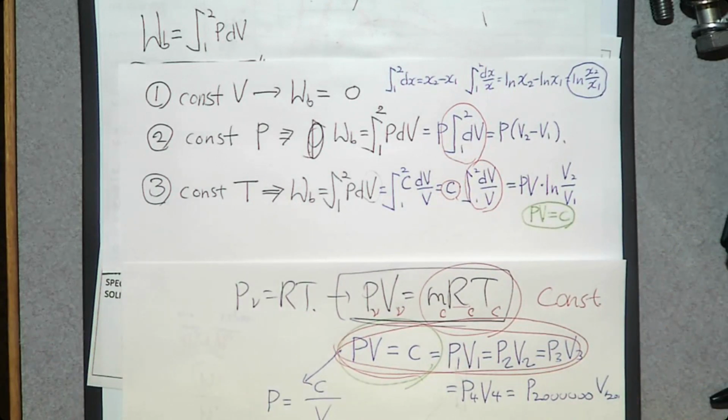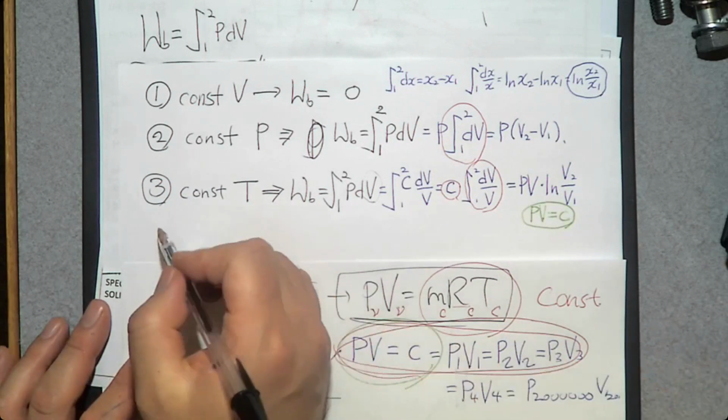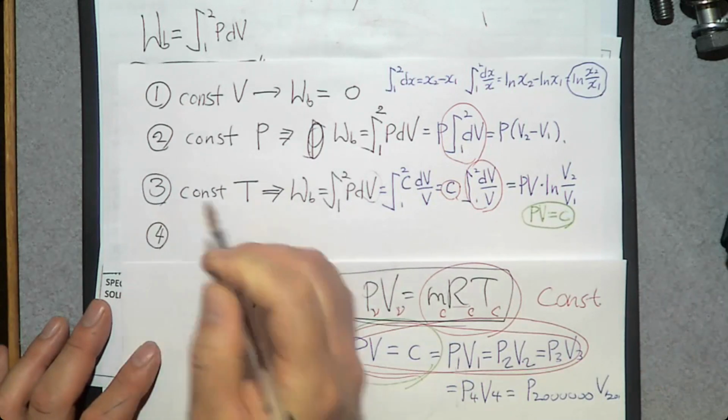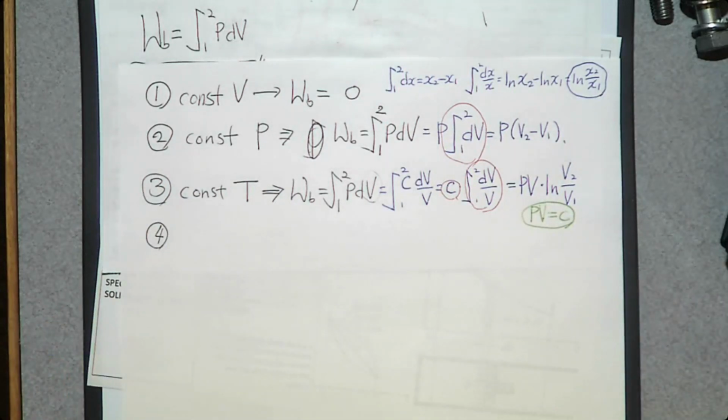Any questions up to here? Finding the moving boundary work is not difficult as long as we have a constant volume, constant pressure, or constant temperature. But not every process is one of these three. What about when volume changes and pressure changes and temperature changes? The real gas behavior is called a polytropic process.